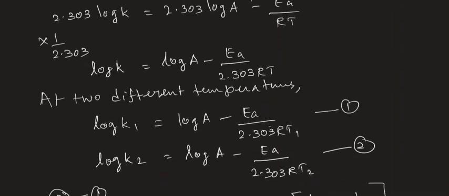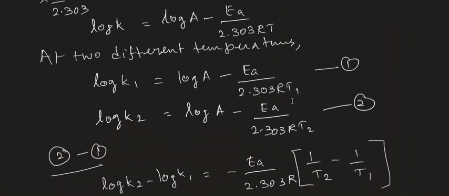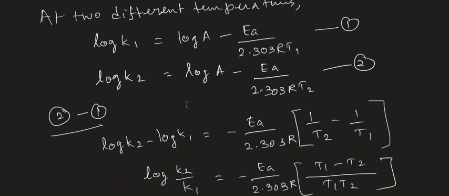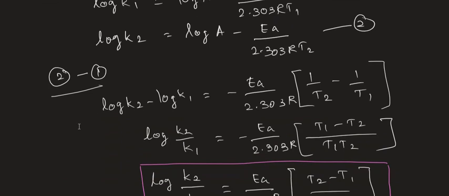So we are discussing two different temperatures. In that case, there will be two rate constants, because with the increase of temperature there is an increase of rate constant. So log k1 is equal to log A minus Ea divided by 2.303 R T1. Log k2 is equal to, similarly, log A, which is not going to change, being constant, minus Ea divided by 2.303 R into T2. Now let us subtract equation 1 from equation 2. So 2 minus 1: log k2 minus log k1, and the log A term is cancelled.